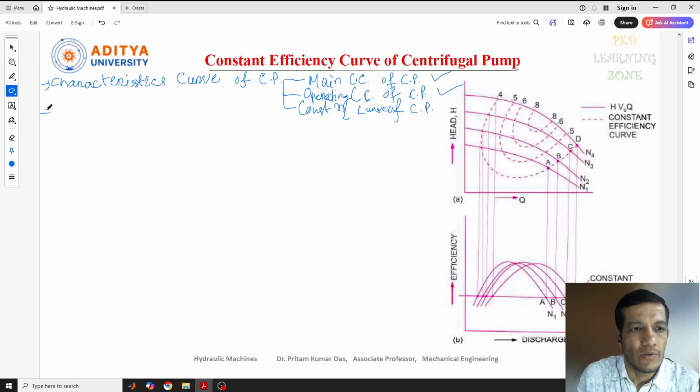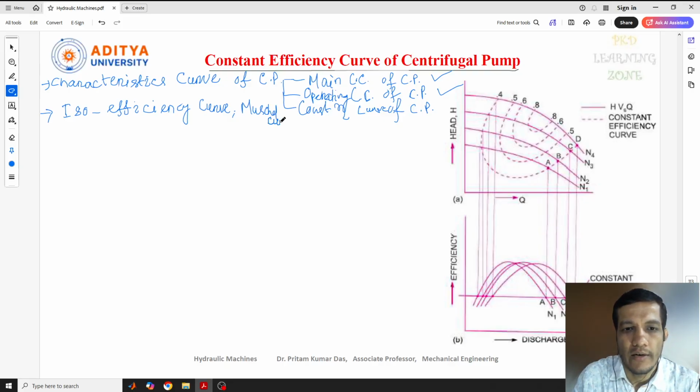This curve is also called the iso efficiency curve, or Muschel's curve. These are the names. In this curve, two types of graphs are there. In these graphs, we have different parameters and the correlation between them.